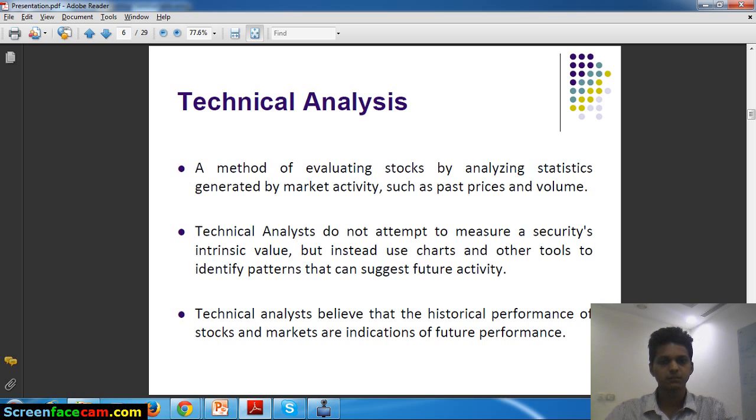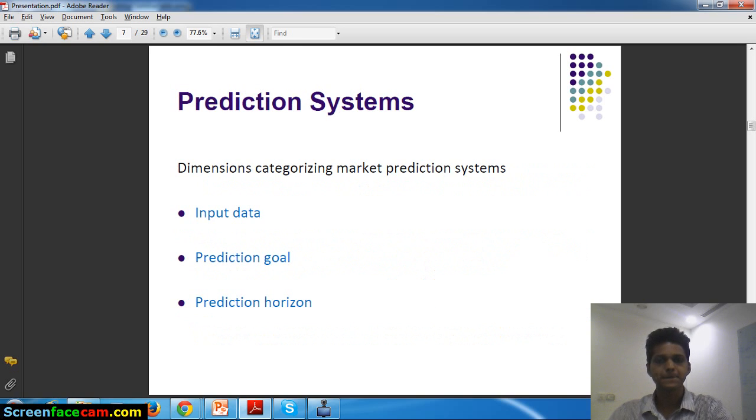Furthermore, in technical analysis, we believe that if we have data of the past performance, we could very well predict the future performances. So it's like the past performances ultimately affect the future performances in some way or the other.